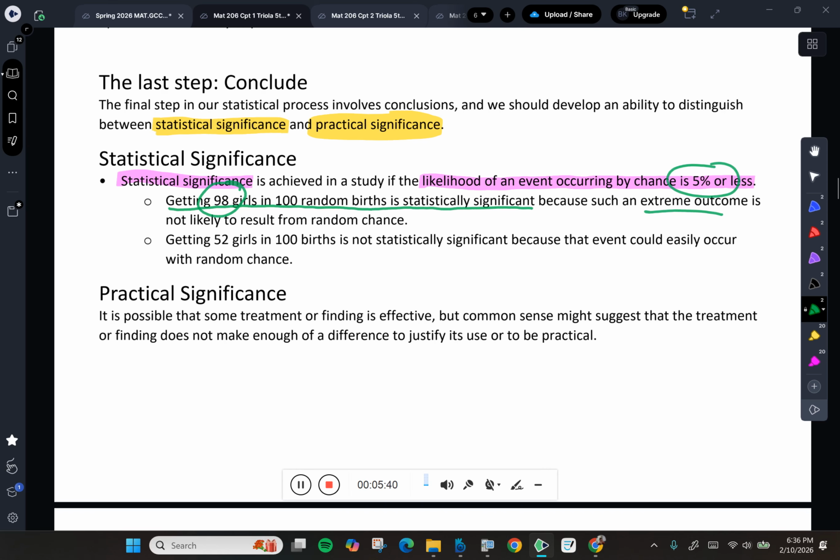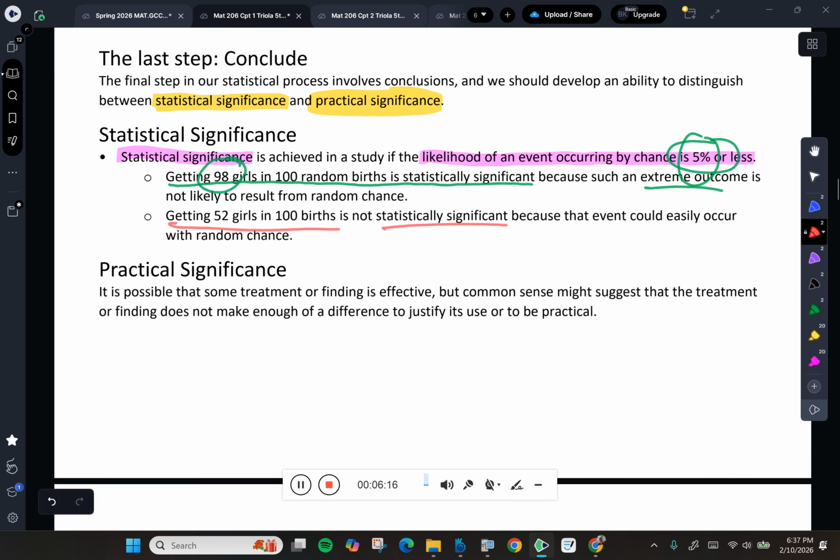The number that we tend to use a lot in stats is that 5% number. So if there's a 5% or less chance of something occurring, we say that there's some significance to that, right? Contrast that with, what if you did a different hospital and there were 52 girls born out of 100 births? Well, we'd look at that and go, yeah, that isn't that unlikely. That's probably actually fairly likely. And since it's fairly likely, we're going to say that that would not be statistically significant.